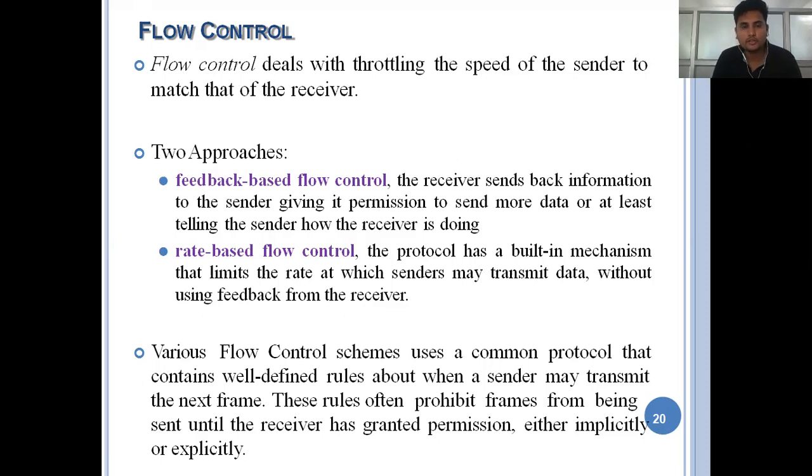How it controls the flow is that there are two approaches. Depending upon those two approaches, it controls the flow: feedback based flow control and rate based flow control. In the first, it receives feedback, and depending upon that, the flow is maintained. In the second, some fixed rate is set at the sender side, and depending upon that particular rate, the sender sends the data frames. So there are two approaches in flow control. These are the topics we completed in the past videos.